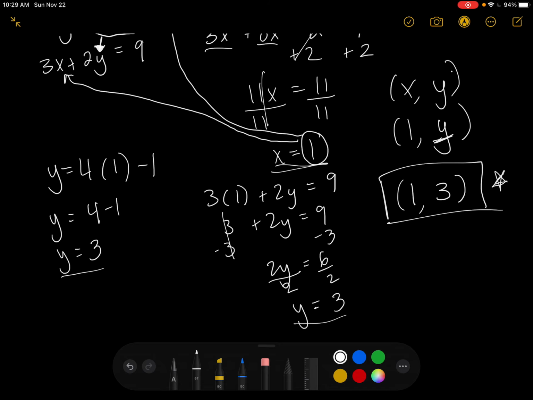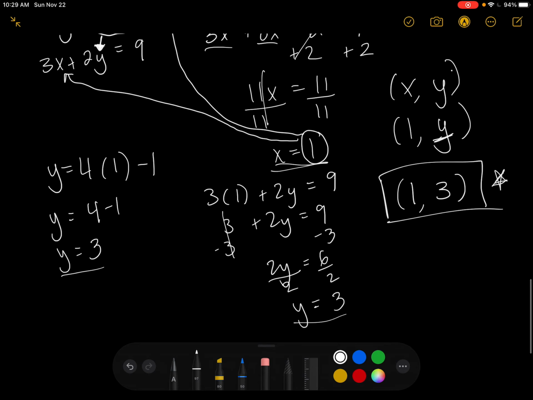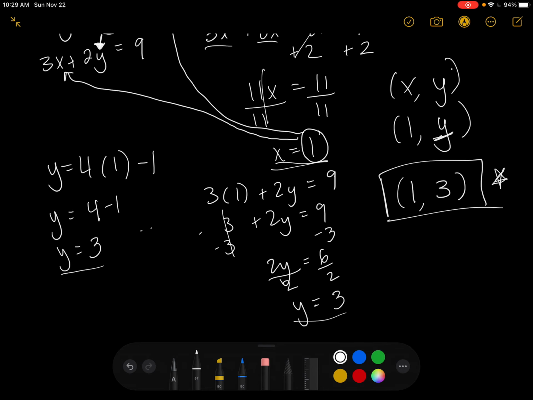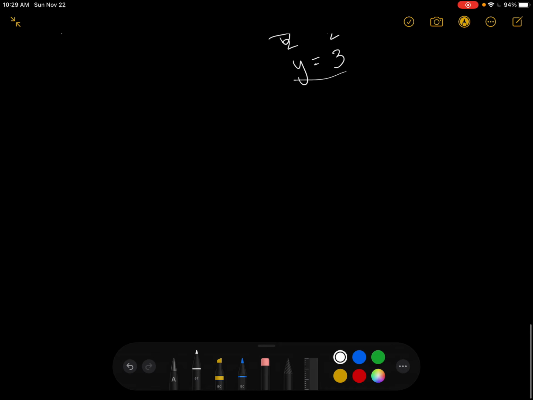If you didn't want to graph it, or it just asked for you to solve it not by graphing, you'll still get the same answer. Okay? And you don't have to plug it into both. You can just pick which one you want to plug it into. Okay, so that's solving by substitution. Let's just do a few examples for that.